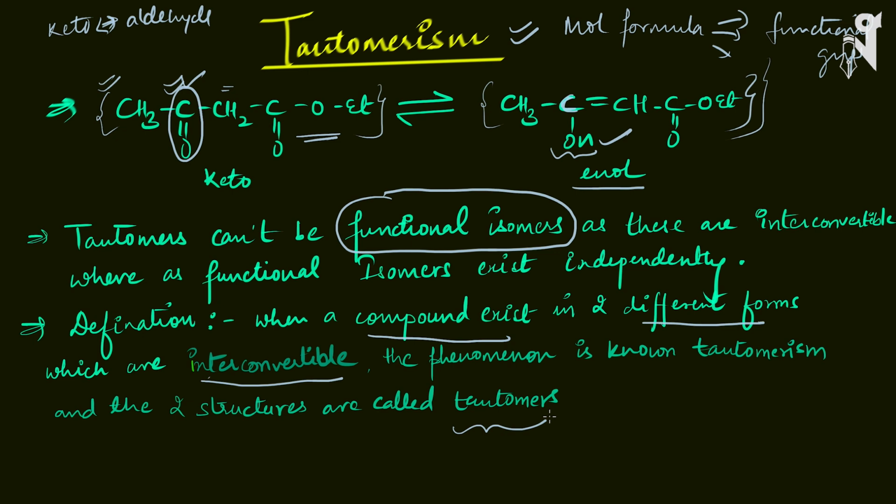So what is the major difference between tautomerism and functional isomerism? In both cases, your molecular formula represents two or more different types of compounds. In tautomerism, the molecular formula represents two different compounds, whereas in functional isomerism, a molecular formula may represent two or more different compounds carrying different functional groups. But in tautomerism, the compounds exist in two different forms together. They are interconvertible and exist in equilibrium, so they both exist together. Whereas in functional isomerism, whatever different functional groups your molecular formula can represent, those compounds exist independently and are not interconvertible. So this is the major difference between tautomerism and functional isomerism.